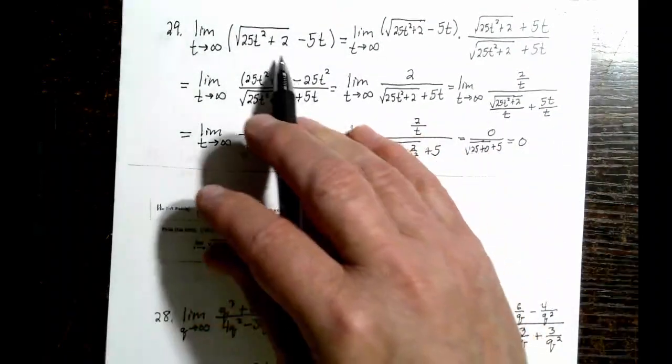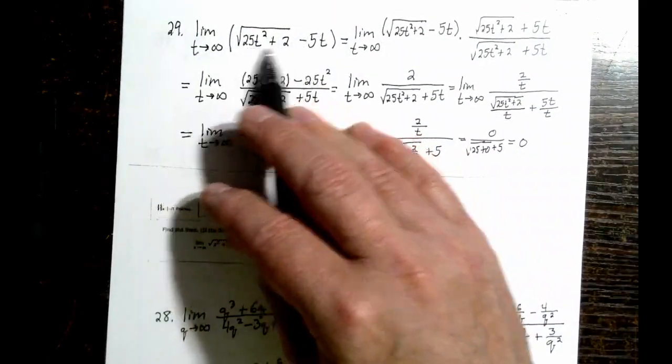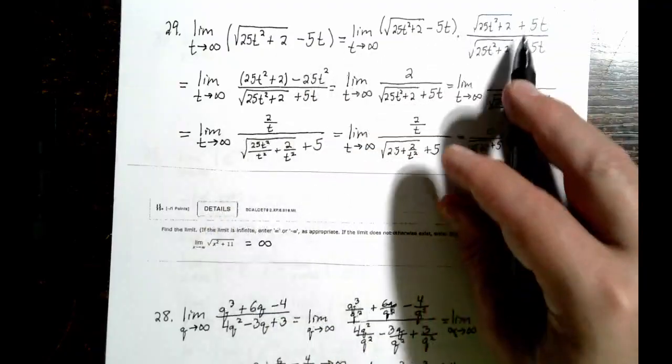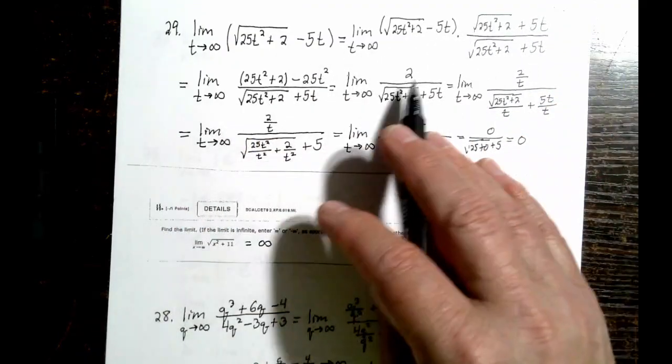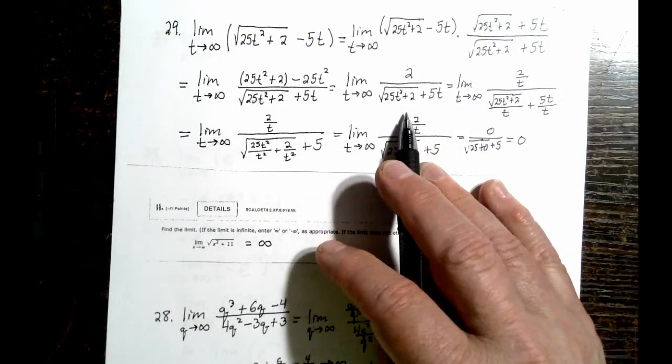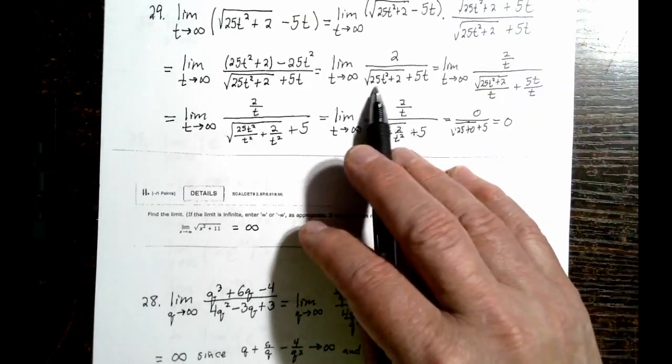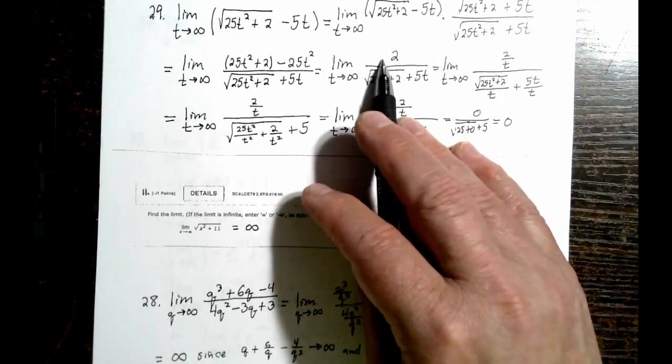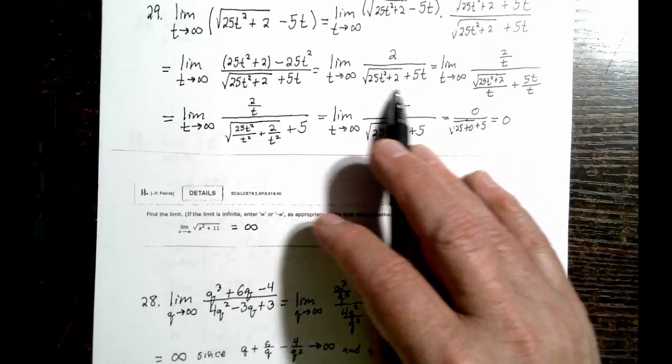And this one you have to multiply by the conjugate of this number, so this add this. And when you do that, the top reduces down to just 2. The bottom gets more complicated, but so what? And we divide by t everywhere. 2 over t, 5t over t, and this guy over t.